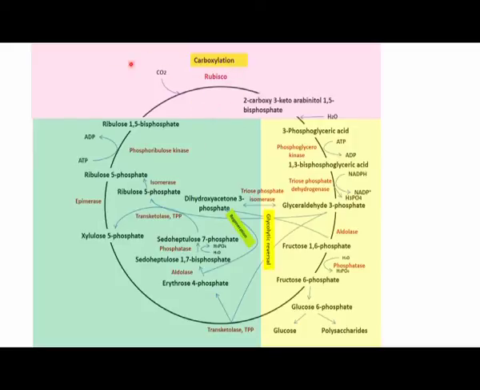So, Rubisco catalyzes the carboxylation of ribulose 1,5 bisphosphate to form 2-carboxy 3-keto arabinitol 1,5 bisphosphate, which is an intermediate. In the presence of water this complex gets broken down to form 3-phosphoglyceric acid, which is a 3-carbon sugar. Because this is a 3-carbon sugar, the Calvin cycle is also known as the C3 cycle.